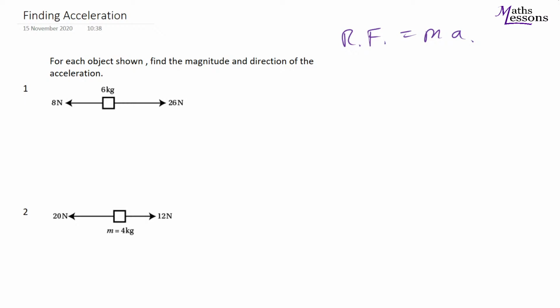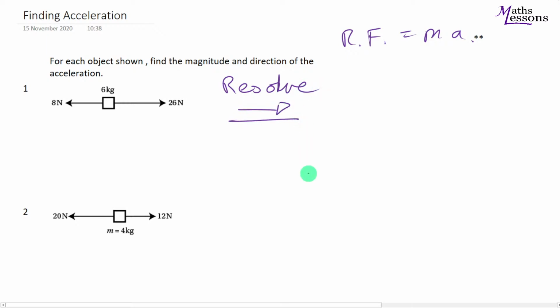Okay, that's the 30 seconds up. So we've got the resultant force is mass times acceleration. We're going to resolve parallel to x, in the right-hand direction here. So 6 times the acceleration will equal 26 minus 8. Therefore a will equal 18 over 6, which gives us 3 meters per second squared, to the right.